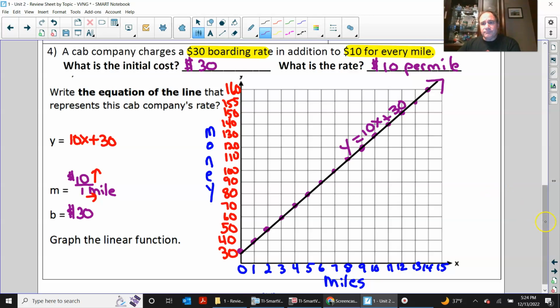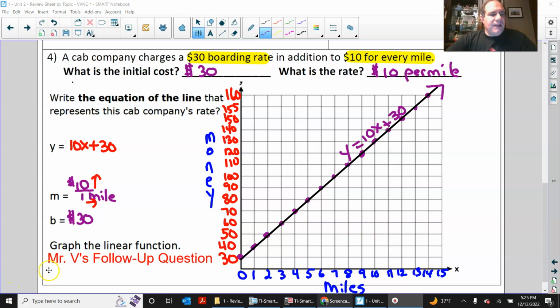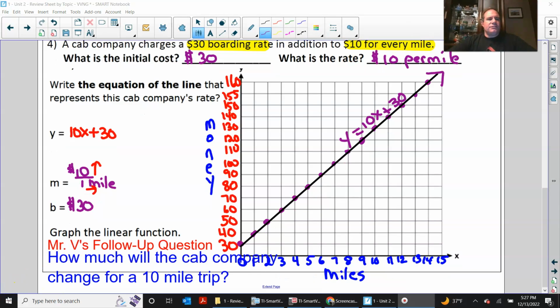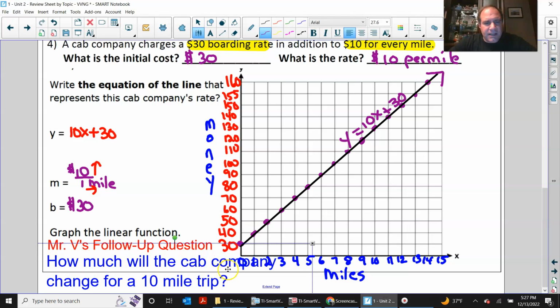So if they ask you a follow-up question, which I'm going to ask you now, if a person goes 10 miles, how much would they pay? So my follow-up question: how much will the cab company charge for a 10-mile trip?